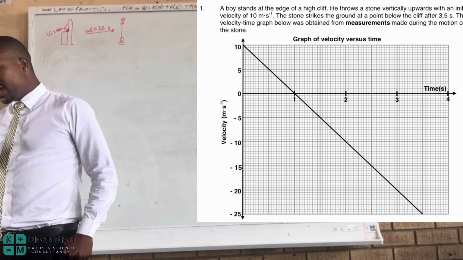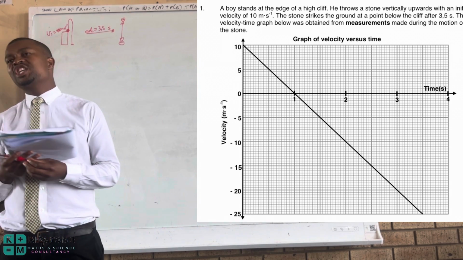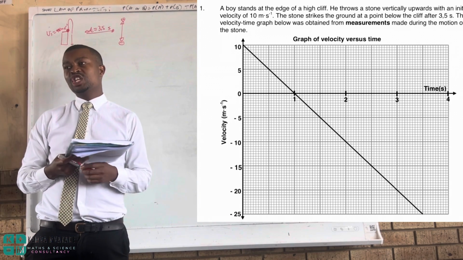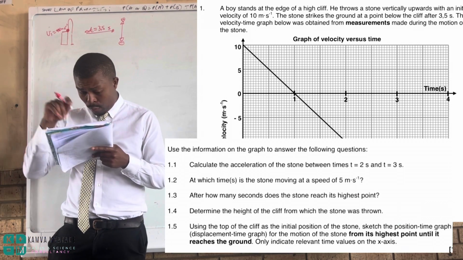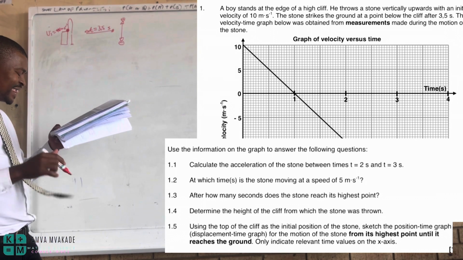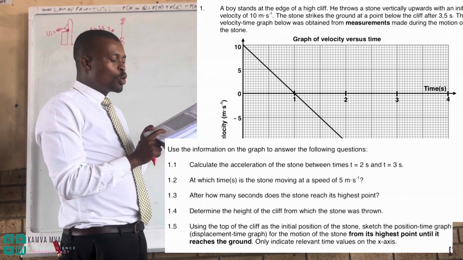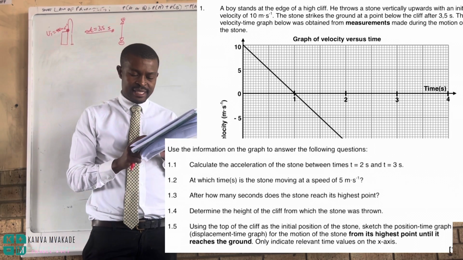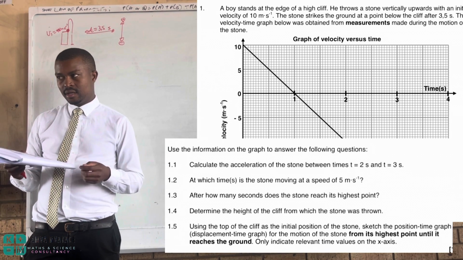Use the information on the graph to answer the following questions. They are specific. Calculate the acceleration of the stone between t equals 2 seconds and t equals 3 seconds.